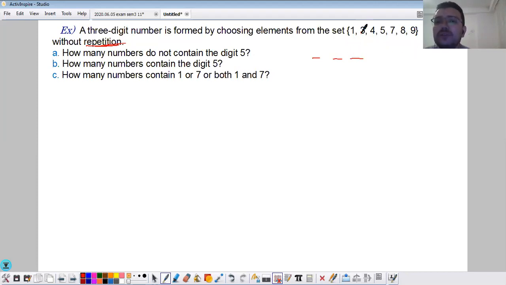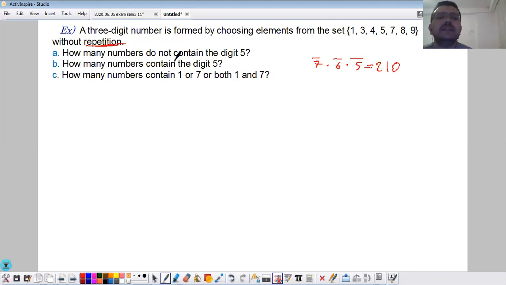Here we have 1, 2, 3, 4, 5, 6, 7. So for the first place we have 7 options, and 6, then 5. 6 times 5, 30, times 7, 210. These are all the different numbers that I can get. Whatever answer I have in A, B, C, it should be smaller than 210. Okay?